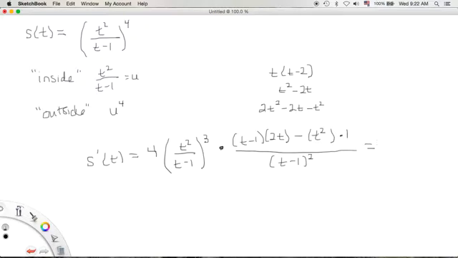Alright, so we have 4 times, this is t to the 6th, and then there's one more t there, t to the 7th, times t minus 2, all over, we've got t to the 3rd and t to the 2nd, so t minus 1 to the 5th. So make sure you understand how to simplify all that, because that should be old hat by now. So we took the derivative of the outside part, and then the derivative of the inside part, and even when pieces take more steps, that's still how you do it.